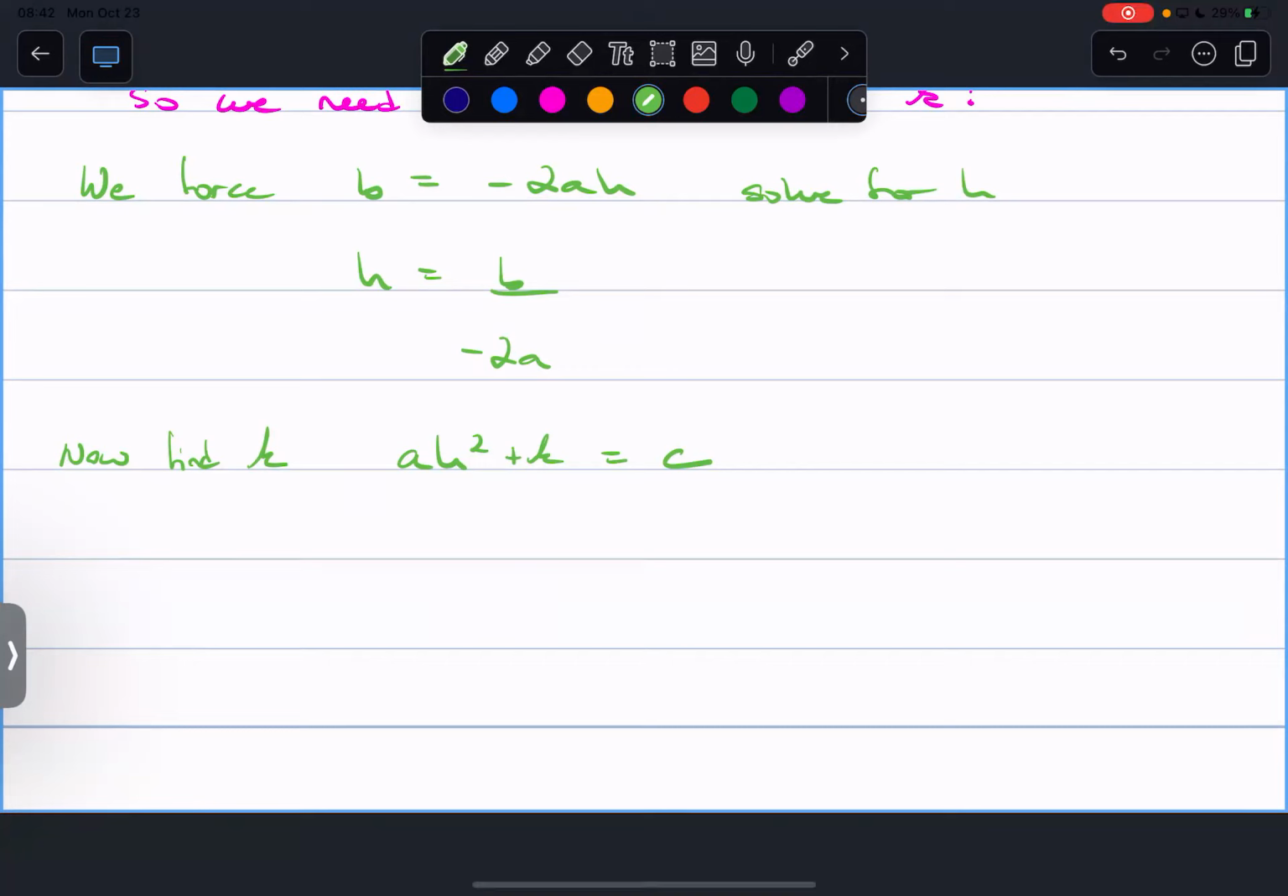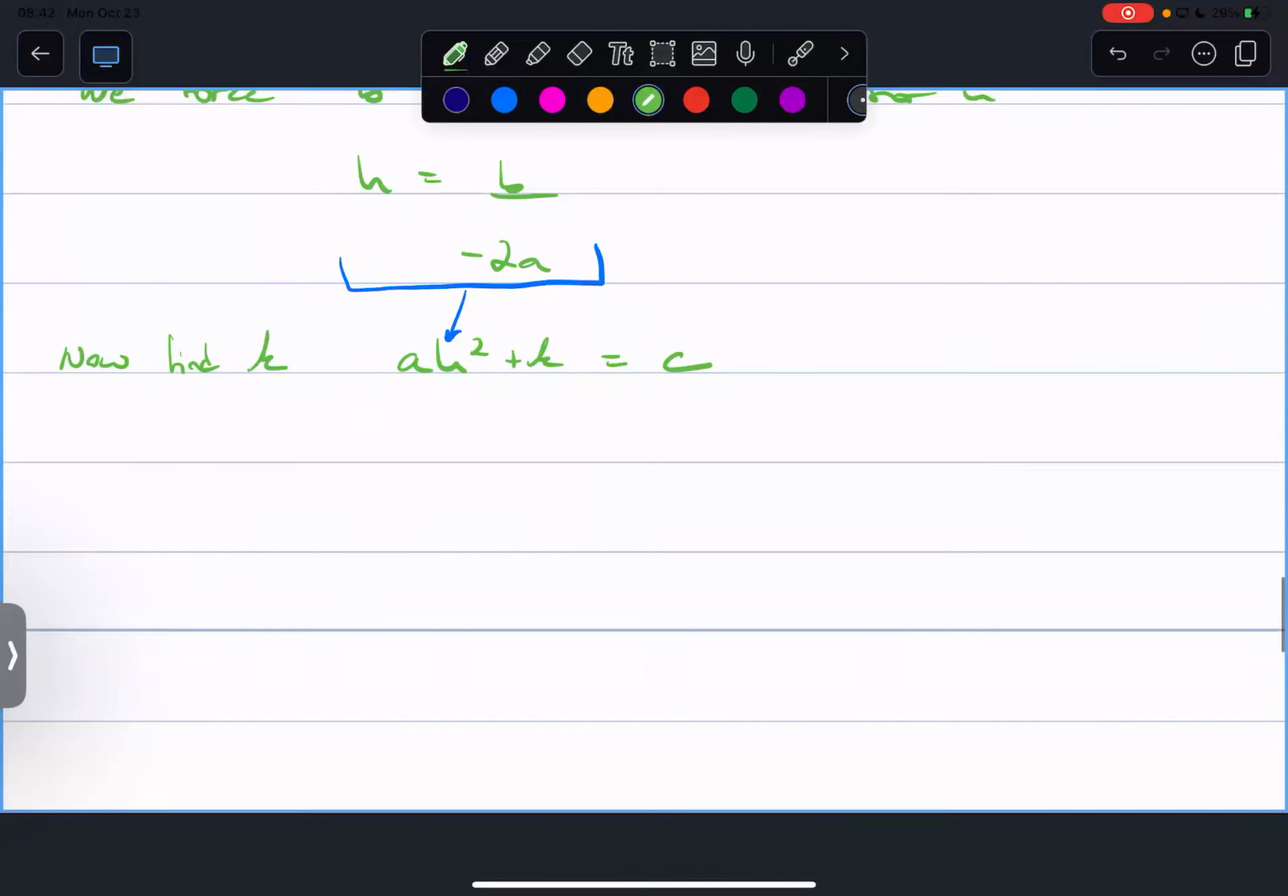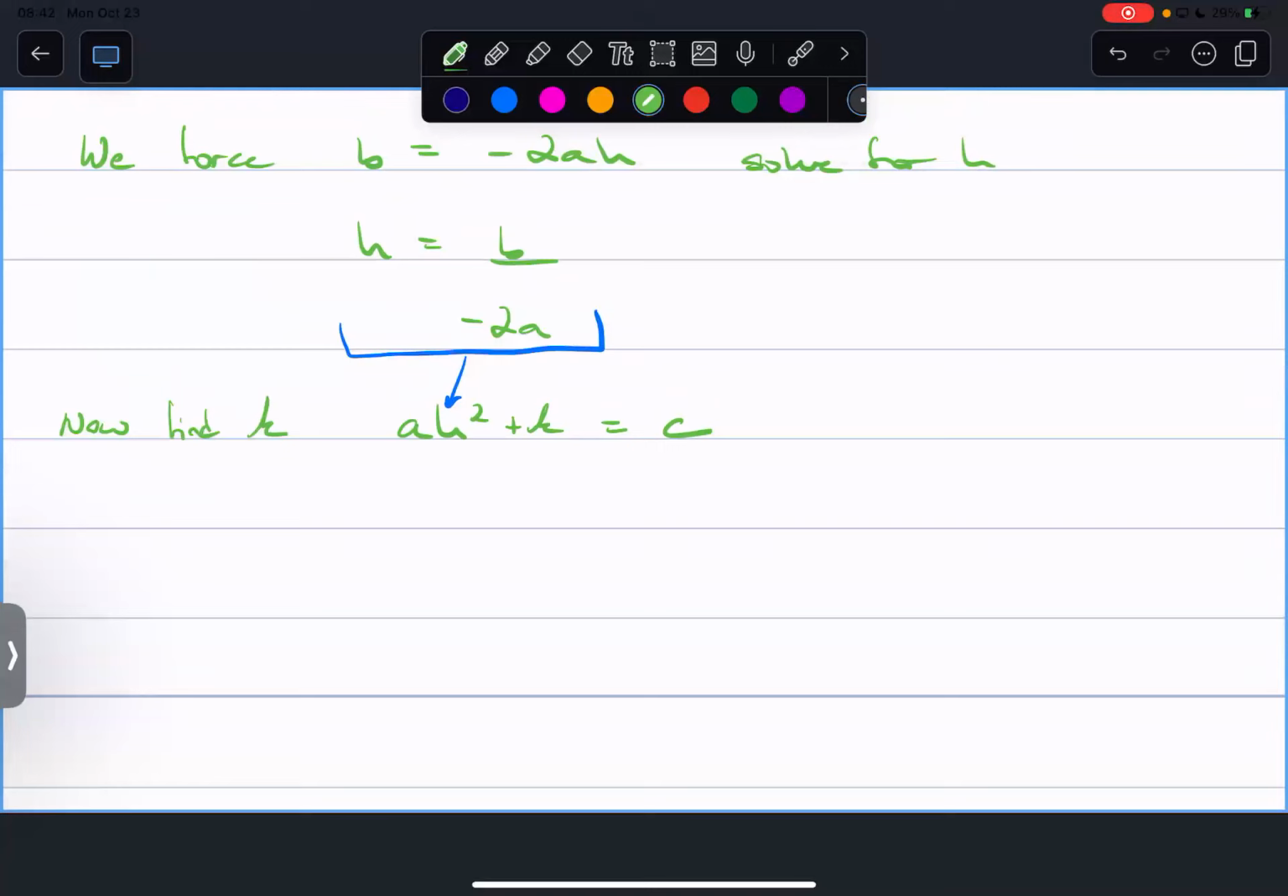What we're going to do is take this H and substitute it in, right? I know that H can be replaced by B over negative 2A. I thought you wrote now hide K. Like, what's going on? Yeah, now just tuck it away and forget all about it. That's also an option, but it's not going to get you very far.